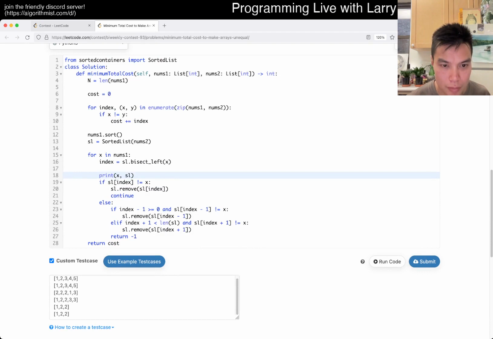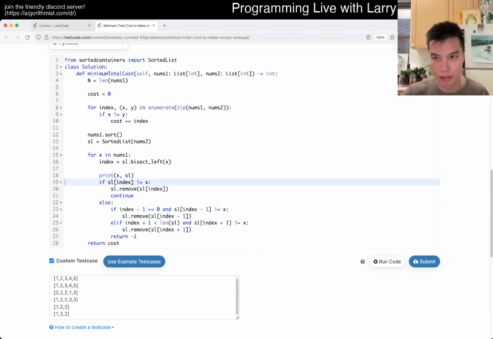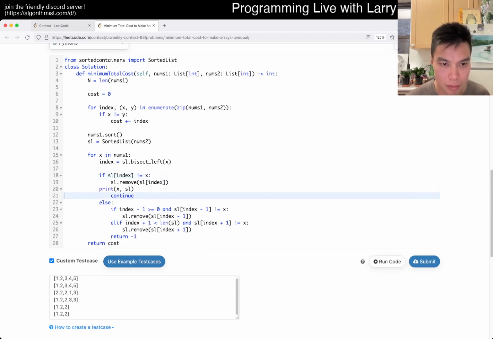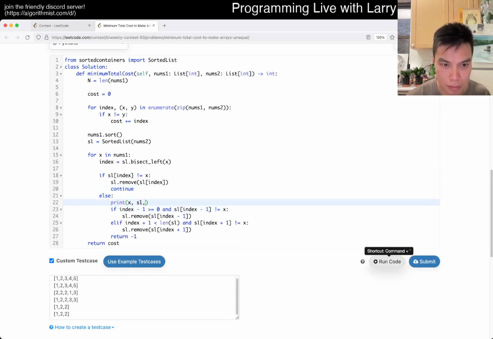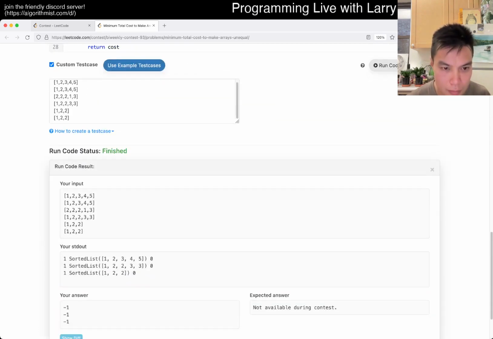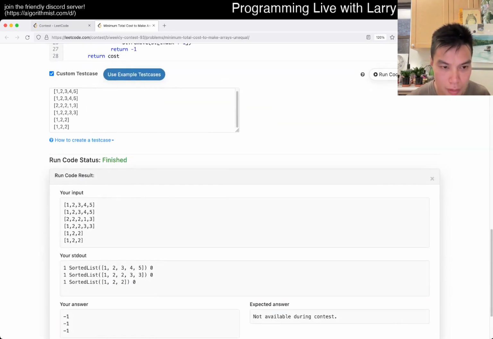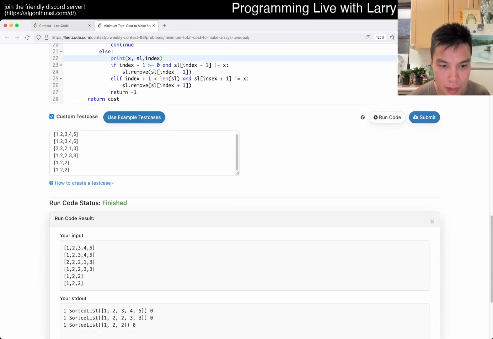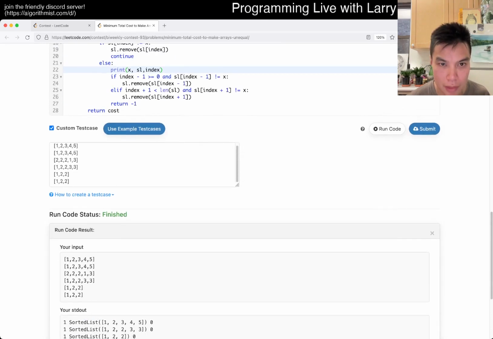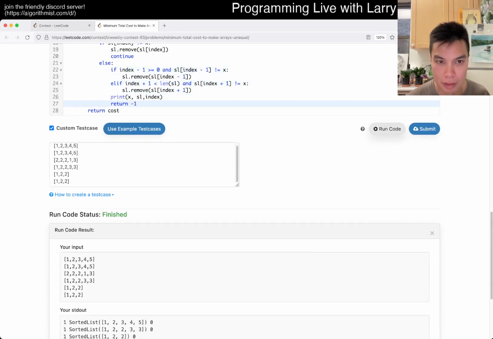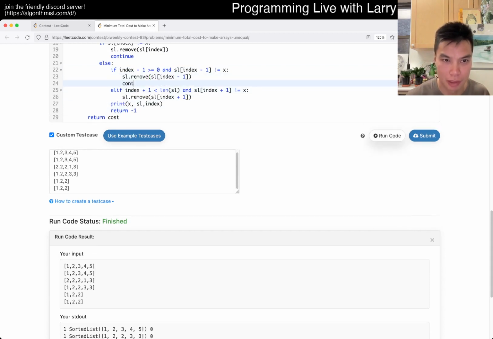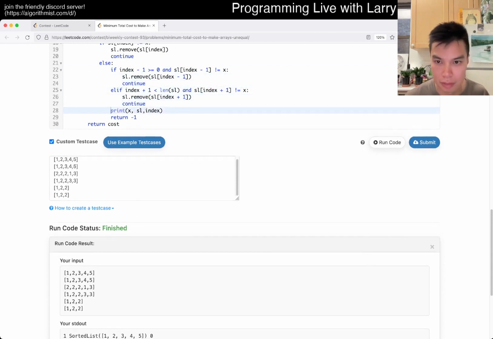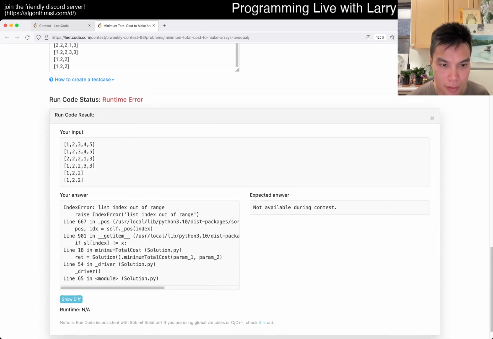Oh, because no, bisect left should be right. Why is this wrong? So for 1 is this, it matches 0, okay. But then the plus 1, why is that not right? Oh, whoops. I just forgot to continue. Okay, well.